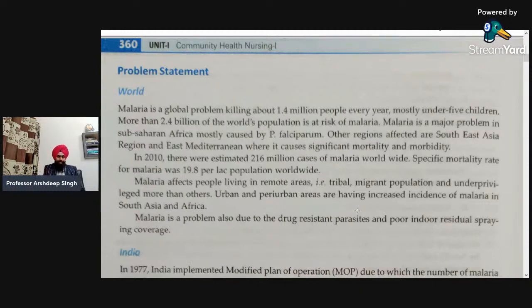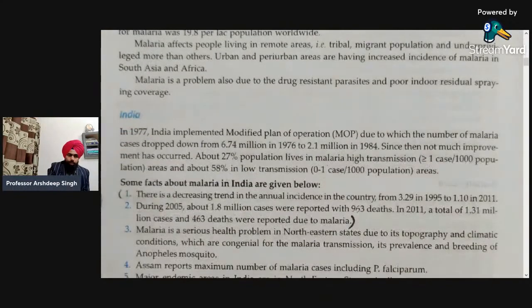Next, in 2010, there were an estimated 260 million cases of malaria worldwide. That is a huge number of cases. That is the morbidity, and the specific mortality rate for malaria was 19.8 per lakh population worldwide. So those are some of the recordings related to malaria at the world level. Next, moving on to the India level.